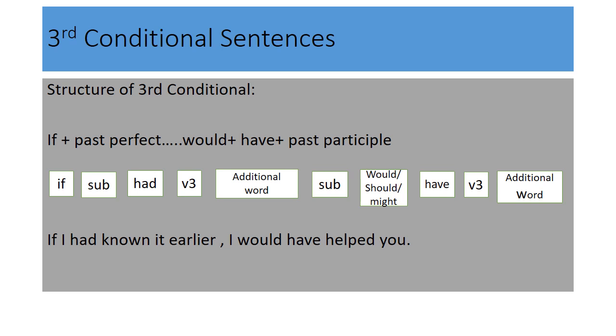If I had known it earlier, I would have helped you. Notice, in the if clause I have used if at first, then subject, then had as an auxiliary verb of past perfect tense, then the past participle form of main verb, then some additional words, comma, then subject, would plus have plus the past participle form of main verb, then additional words.